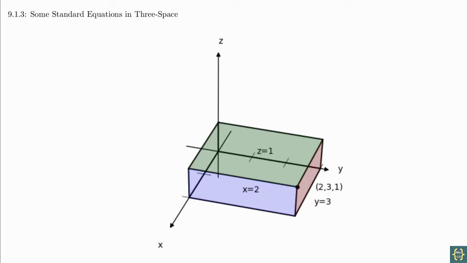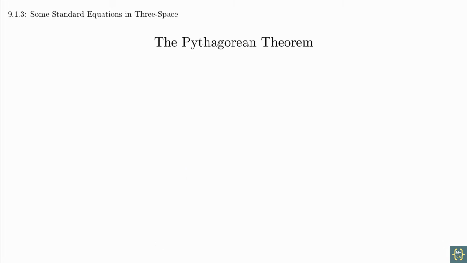It's an important fact that all the sides of the box are perpendicular to each other. This is helpful because that means we can use the Pythagorean theorem to derive the distance formula in 3 dimensions. Remember that the Pythagorean theorem says that if you have a right triangle, then the sum of the squares of the legs is equal to the square of the hypotenuse.